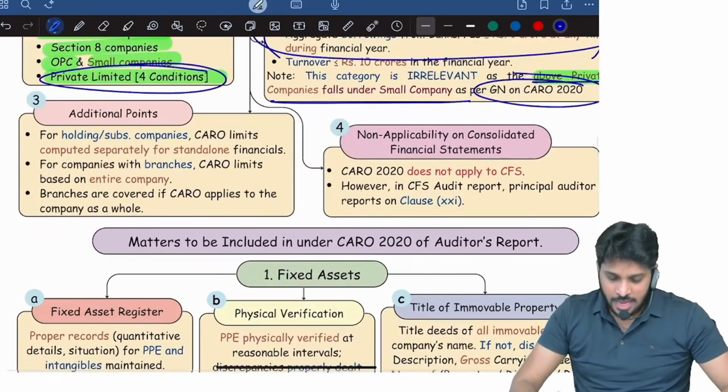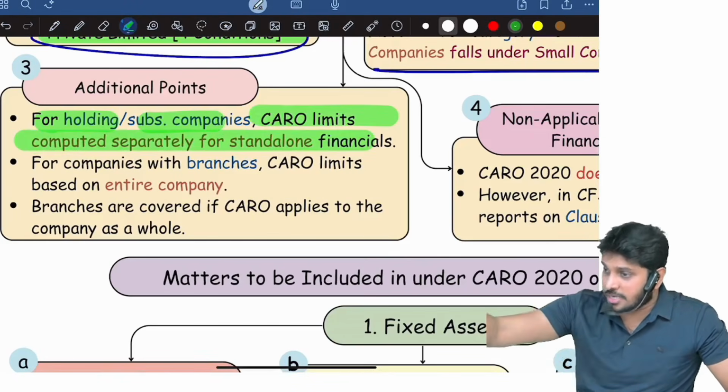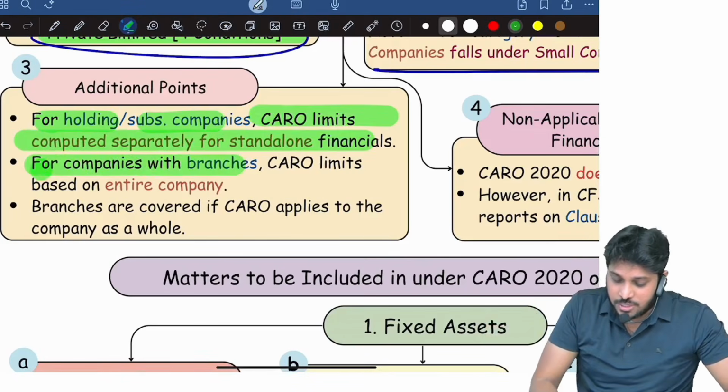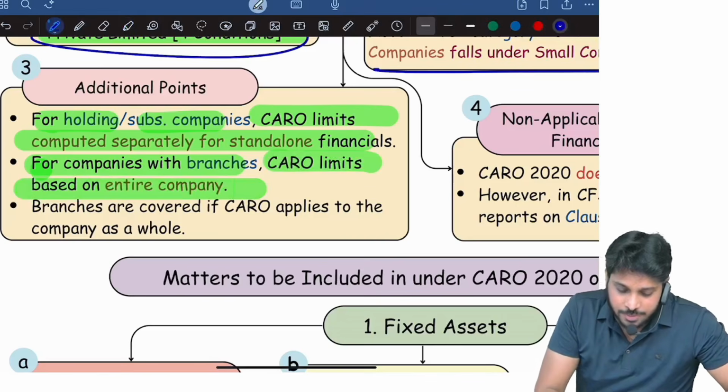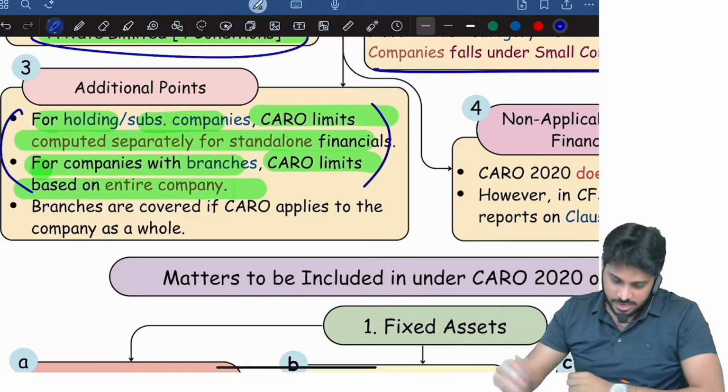Next. And remember, for holding companies and subsidiary companies, CARO limits have to be computed separately if it's a private limited company. And for companies with branches, CARO limits have to be based on the entire company. Even these 2 conditions are irrelevant because now we are not checking private limited conditions itself.